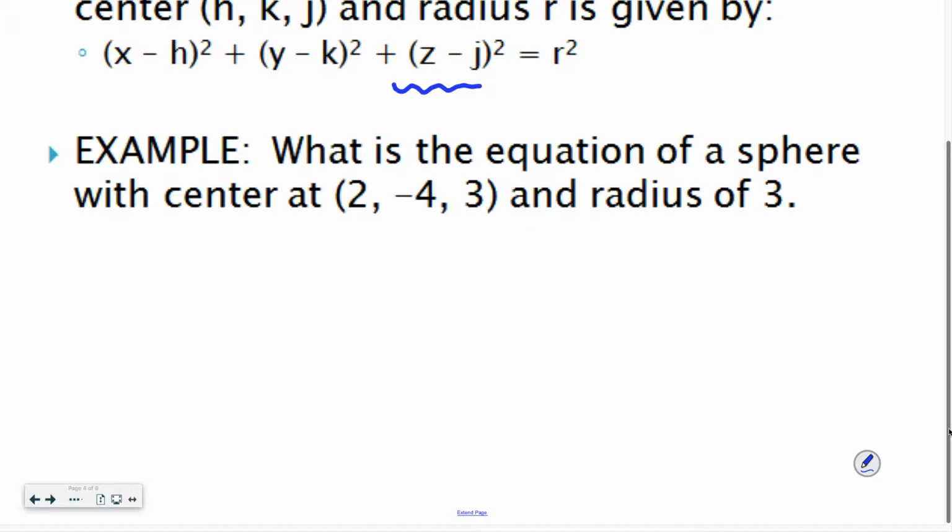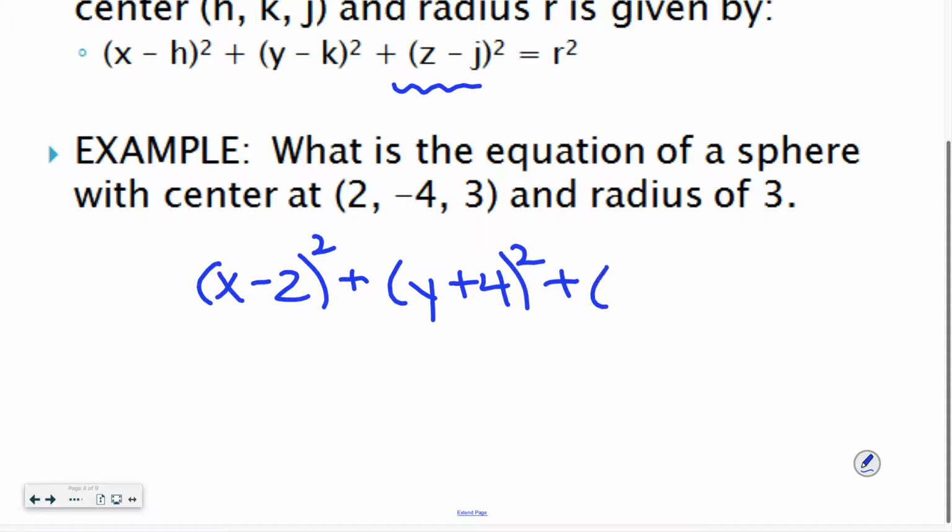Okay, so if we are going to write the equation of this sphere, we would write x minus 2 the quantity squared plus y minus -4 the quantity squared plus z minus 3 the quantity squared equals 9.